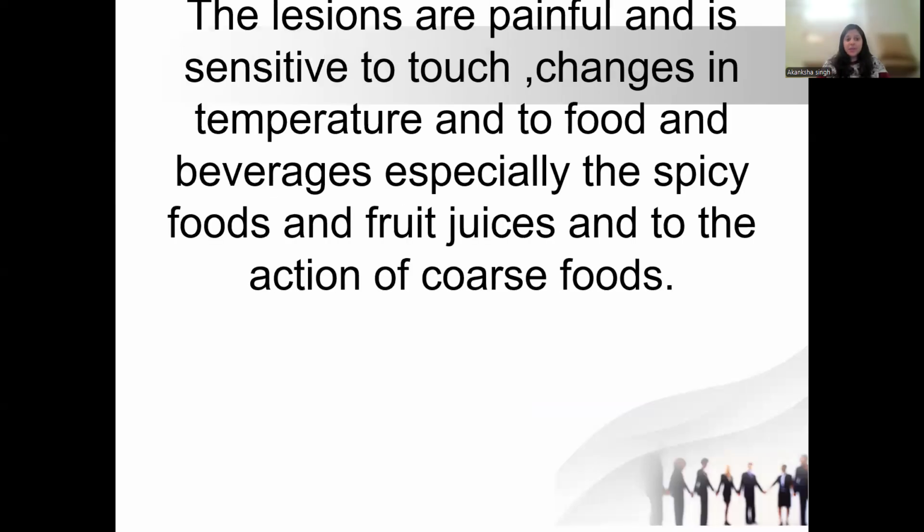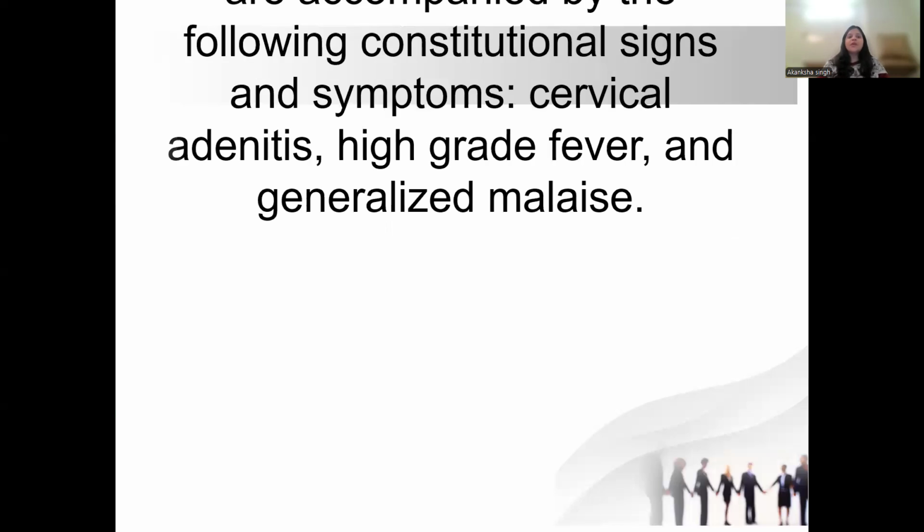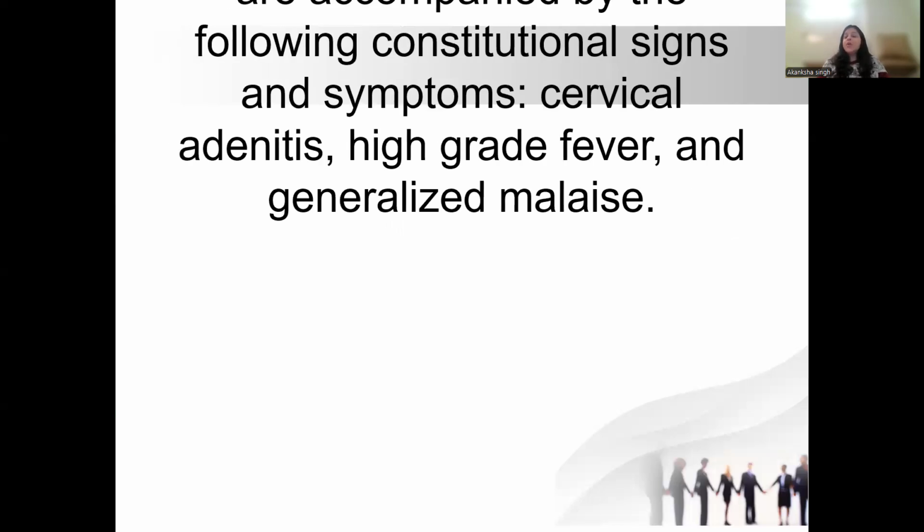The lesions are very painful. That's why I'm calling it acute infection, sudden infection, right? So painful, and they are very sensitive to touch, changes in temperature, and to food, beverages, especially spicy food and fruit juices, and to the action, of course, food is there. There is also involvement of cervical adenitis, high-grade fever, and generalized malaise.